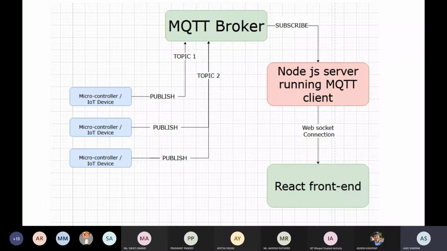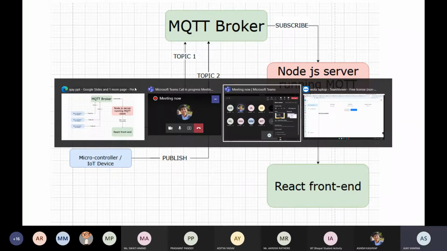So MQTT basically facilitates the flow of data between a publisher and a subscriber. In this case, the publishers are the devices, they publish their data. This is a subscriber which subscribes to data and does the processing, actually makes use of the data. So we'll go over the product briefly.